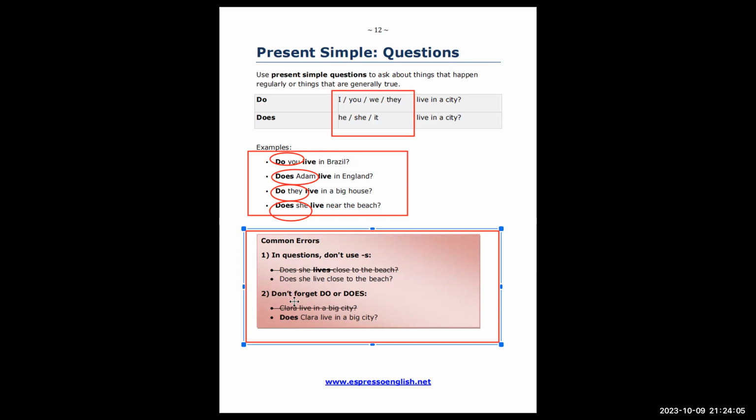Don't forget to adjust. Okay. Clara lived in the big city. It's a question. Clara live in a big city? Okay. Sometimes people do that. But if you want to make correct grammar for a sentence, you should say, does Clara live in a big city? Okay?